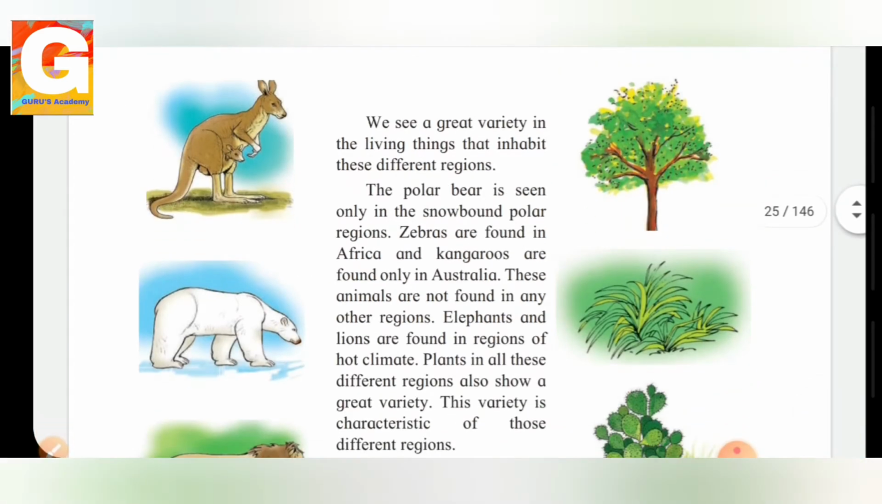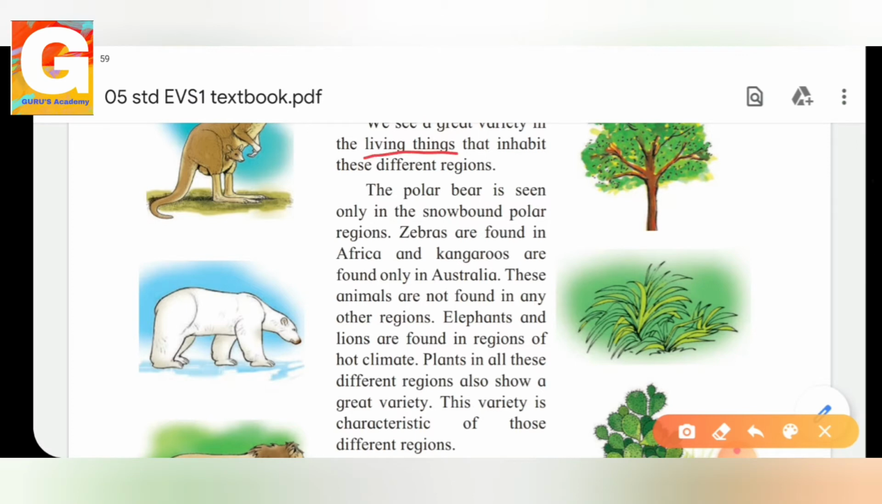We see a great variety in living things that inhabit these different regions. Yes, if there are different regions, what can we see? Living things that inhabit, that is, they are living there, they are surviving in these different regions. The animals, the trees, different kinds of plants, they are the living things which live in these different regions. So let's see what those are.